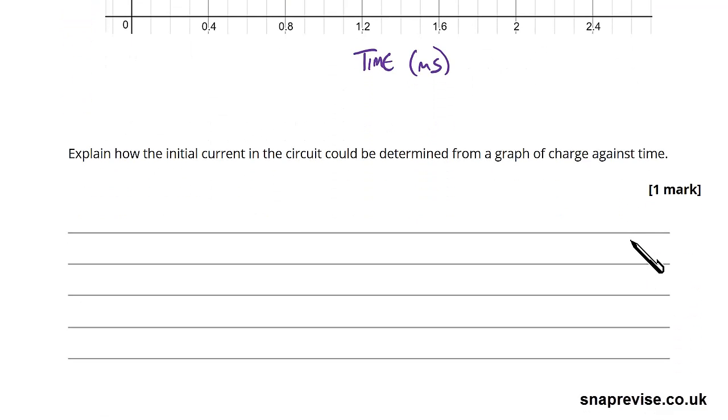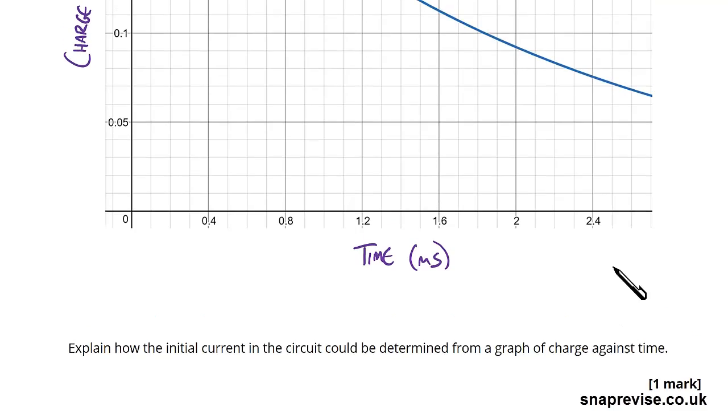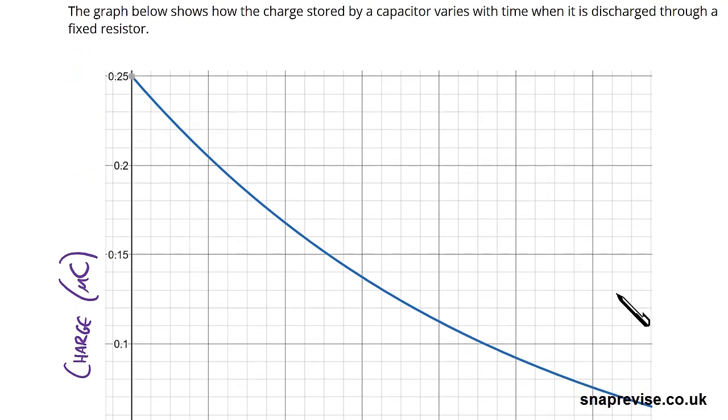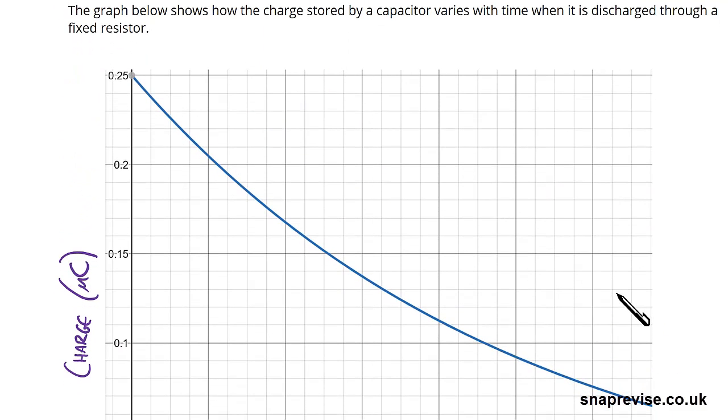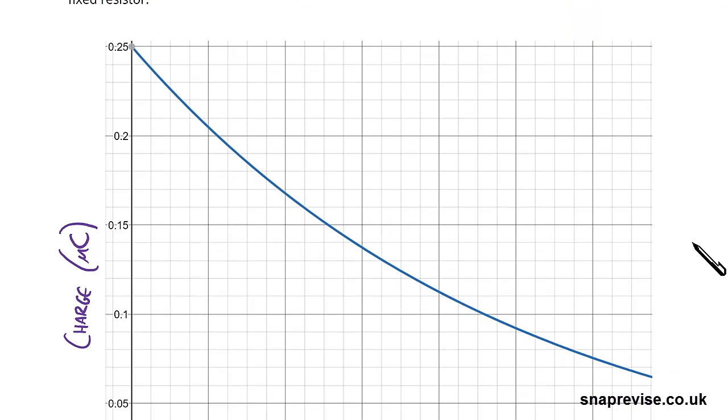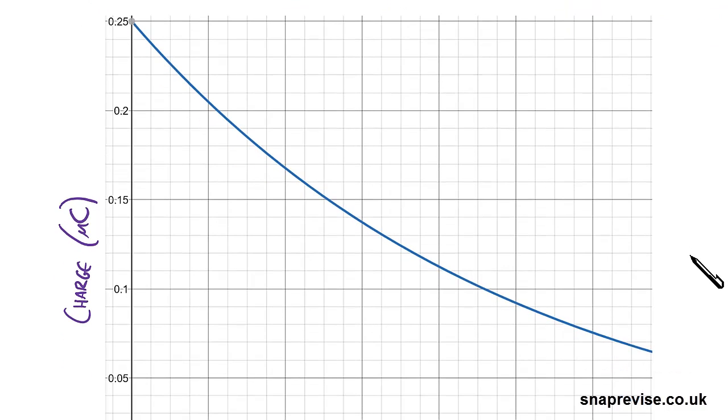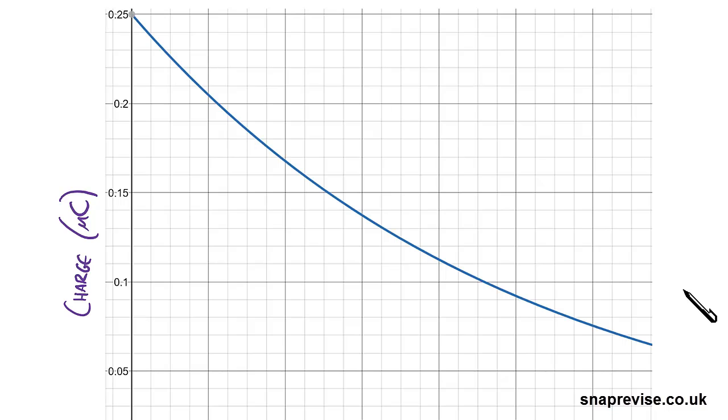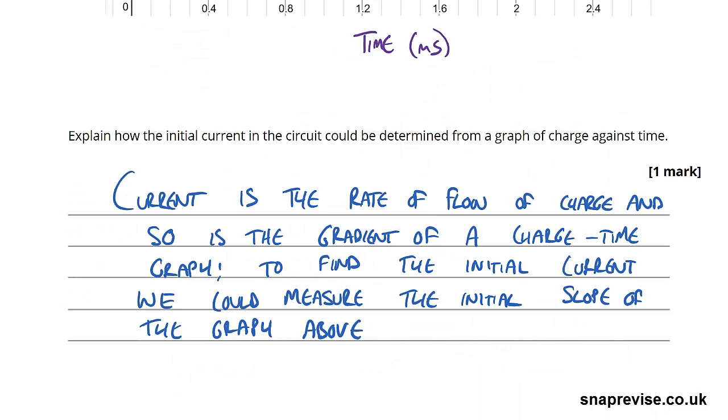So the first thing I'd like us to do is explain how the initial current in the circuit could be determined from a graph of charge against time. So that requires us really thinking about what current and charge represent, or what they have to do with each other. We know that current is the rate of flow of charge, and so current is the gradient of a charge time graph. So we could find the initial current in our circuit just by looking at the initial slope of our graph here. So that leads us to our answer.